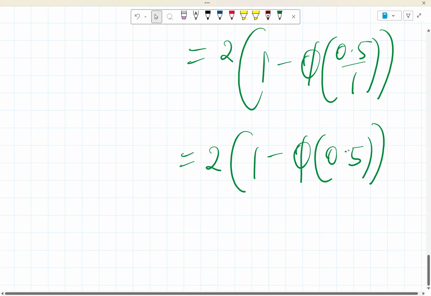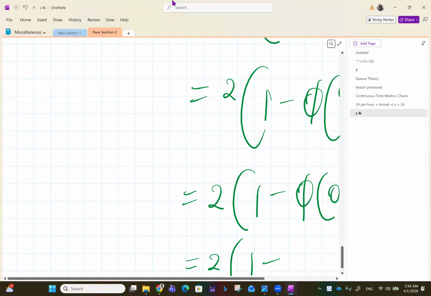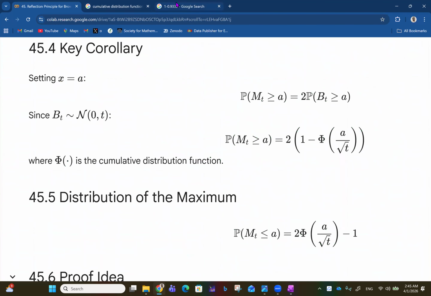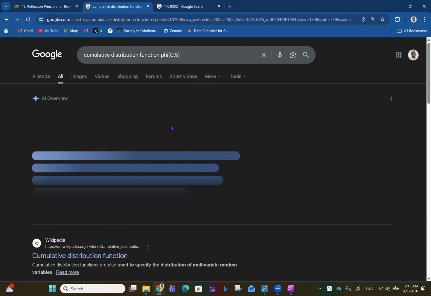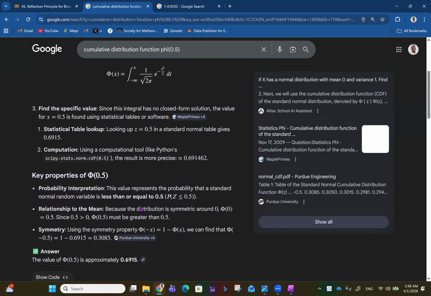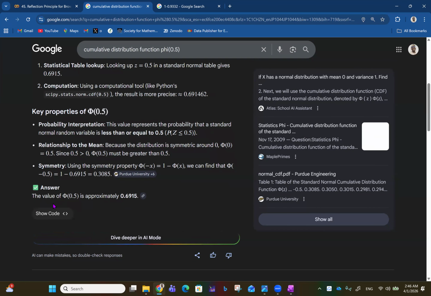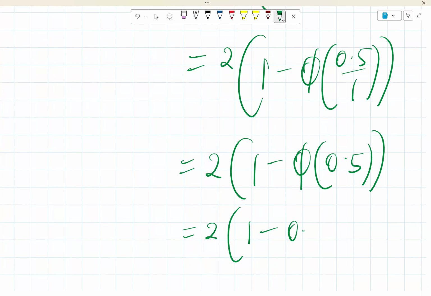So that's the cumulative probability, right? So that's 2 into 1 minus, and we now need phi of 0.5. So I'll just go up there and switch. So this is now phi of 0.5. So that just goes and we get that result. The value of phi of 0.5 is approximately 0.6915.